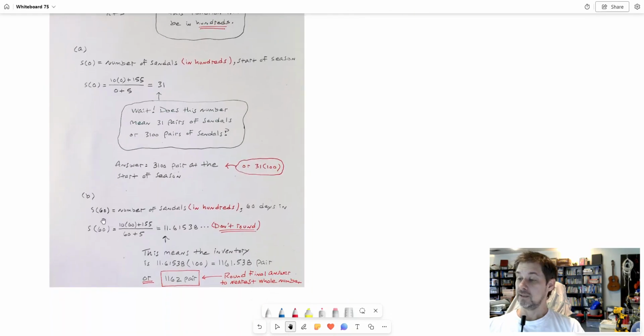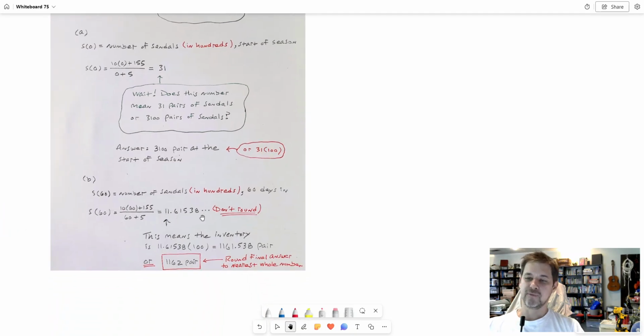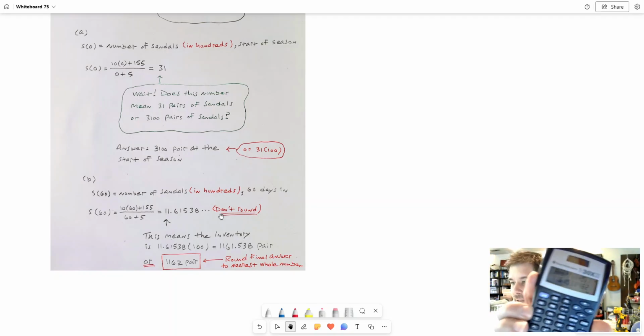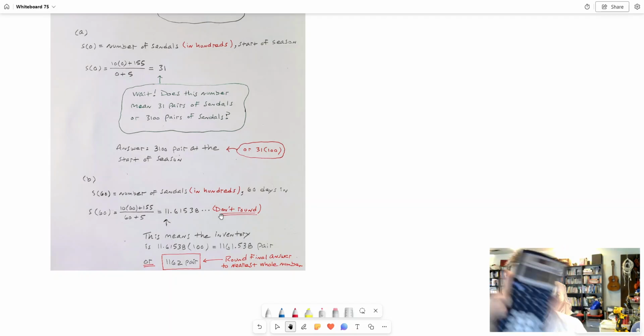So I take 60 and put it into that function, and it will tell me the inventory in hundreds 60 days into the season. If I put 60 into this original function, the number I get is 11.61538. Don't round that number, only round your final answer. When I did this in my calculator, there it is, 11.6153846. I'm going to leave that alone. I'm not done, so I'm not going to do any rounding.